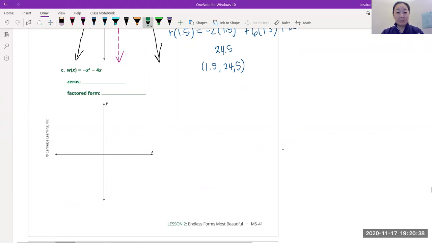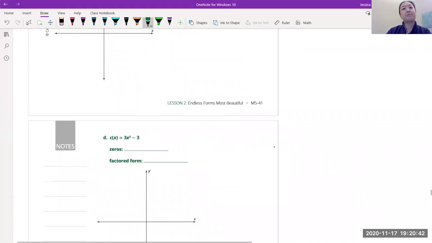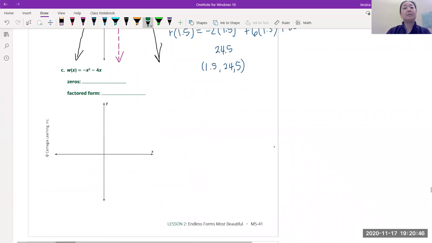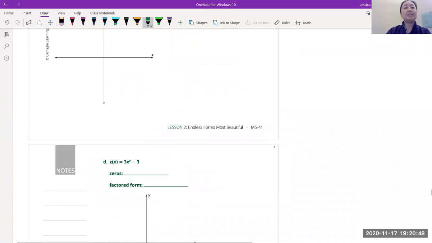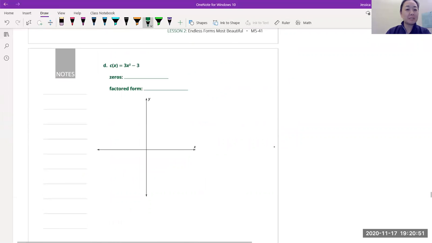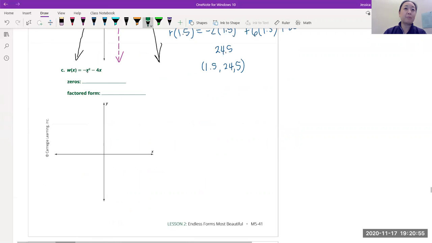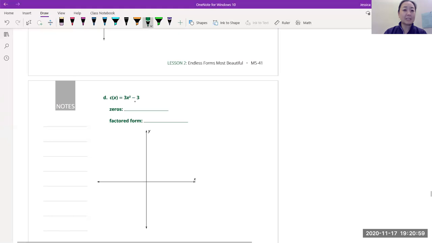Well, shall we do one more? Okay, let's do one more. Shall we do C or shall we do D? Let's do D, because D seems interesting, because this one doesn't have an X, right? And this one does, right? It just doesn't have a C. So we still have an A and B. So it's still the same as the stuff before. But this one literally does not have an X. So what do we do? That'll be a good one. Okay, so let's do D.